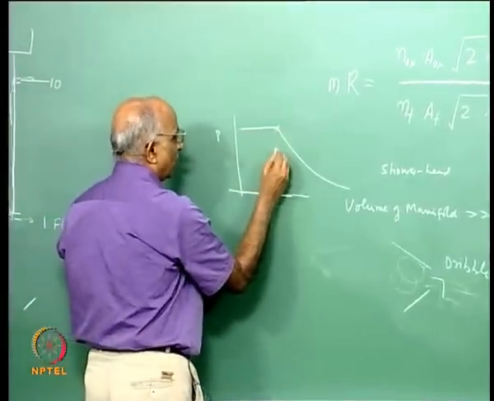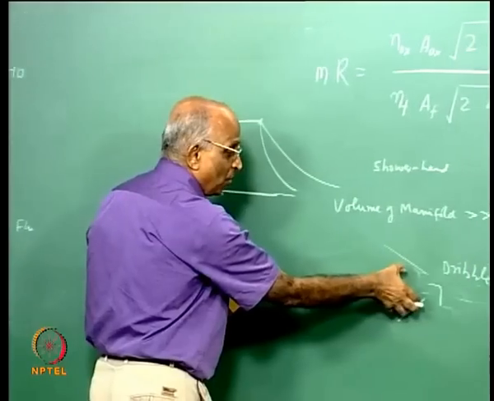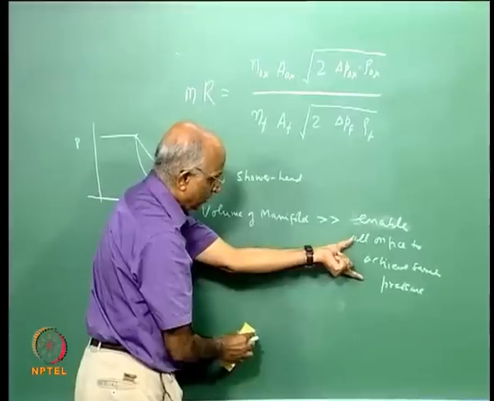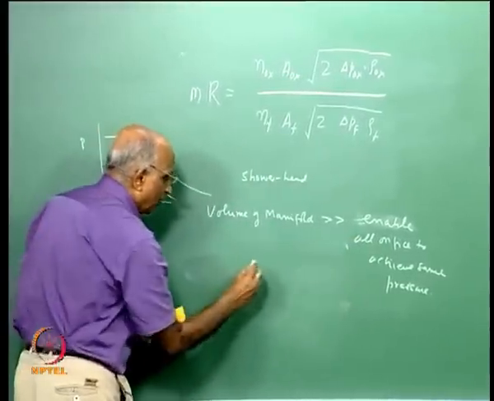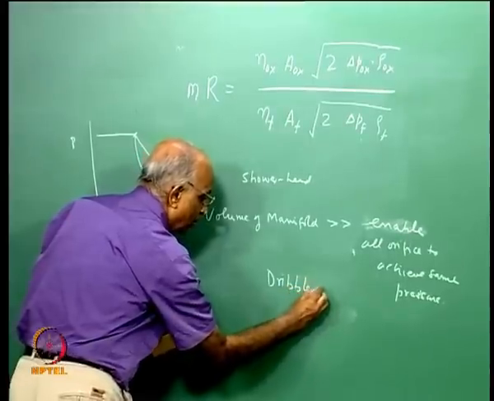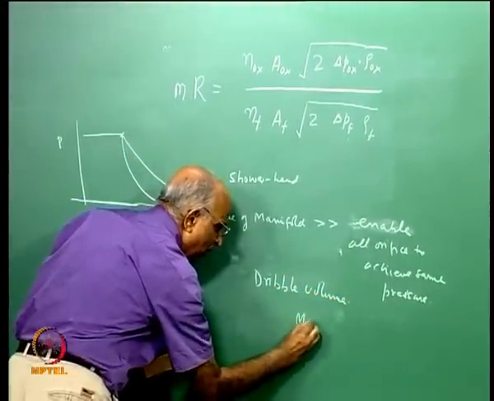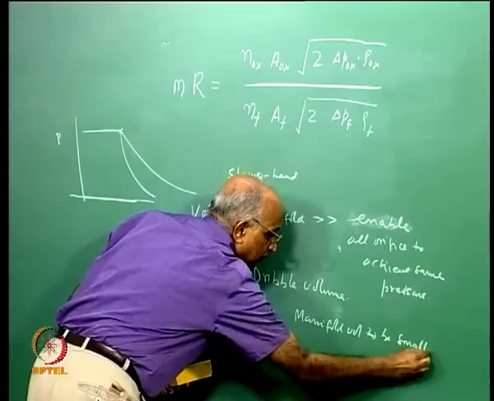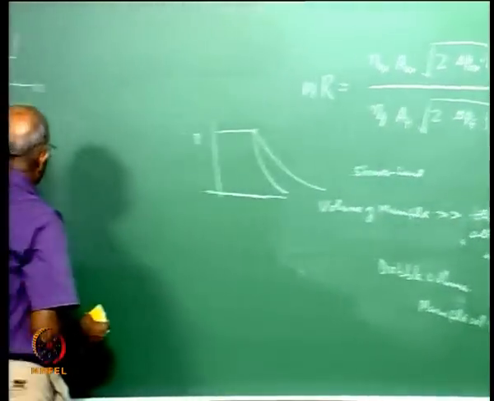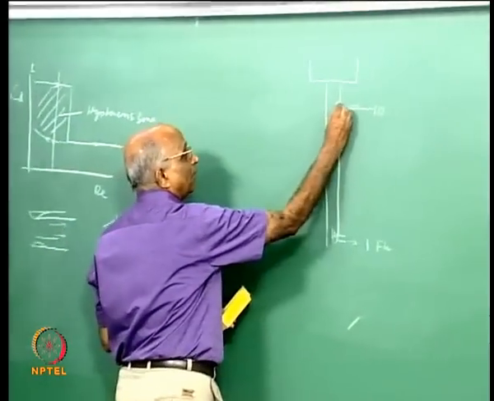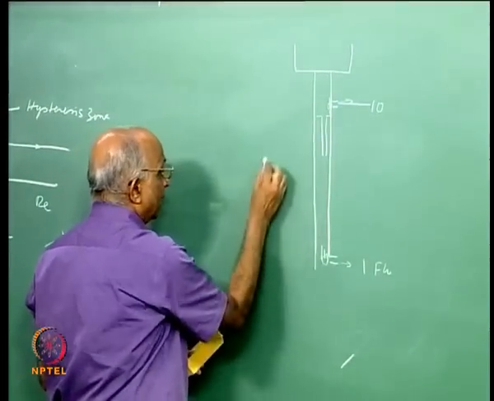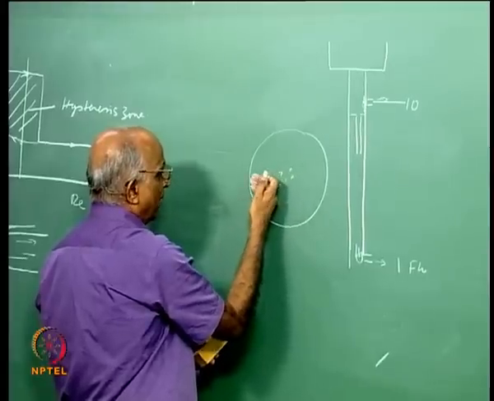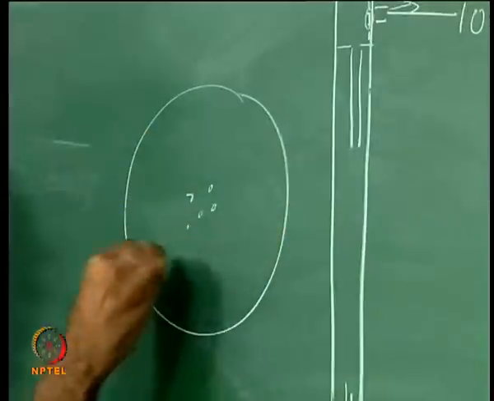Whereas if I have a very small manifold, then immediately it will come down because there is nothing much over here. Therefore, even though I would like to have a large volume of the manifold such that I can supply to all the orifices at constant pressure, from the considerations of dribble volume, I would like to keep my manifold volume small. But if I have to keep my manifold volume small, then what do I have to do? I have to put something like a sieve over here, such that the holes are covered with a sieve, so that there is more pressure drop in the center and less pressure drop on the outside, such that all the holes can have equal flow.